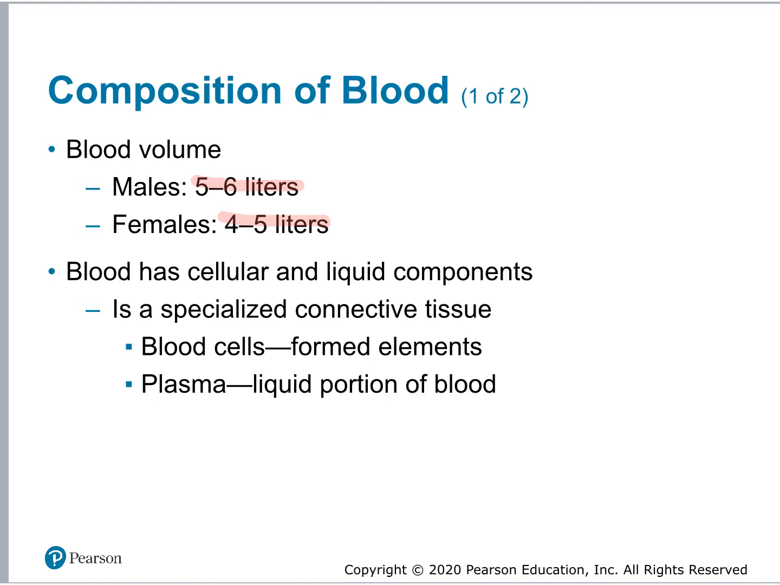There are two parts to blood. Some of them are solid and formed particles, which are going to be the blood cells or formed elements. The other part is the plasma. The plasma is the liquid portion of the blood. The blood cells include red blood cells, white blood cells, and platelets.